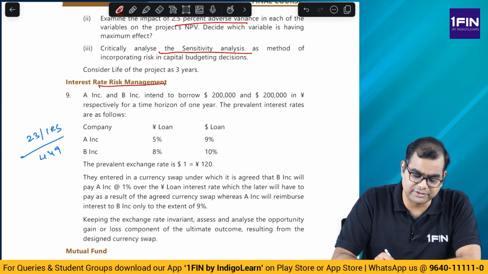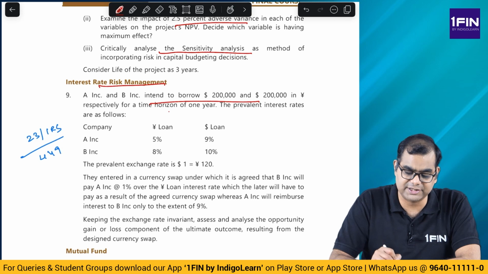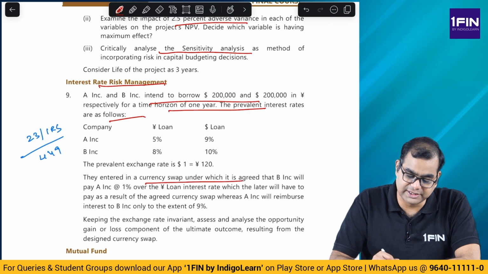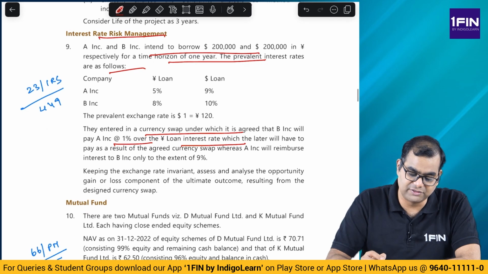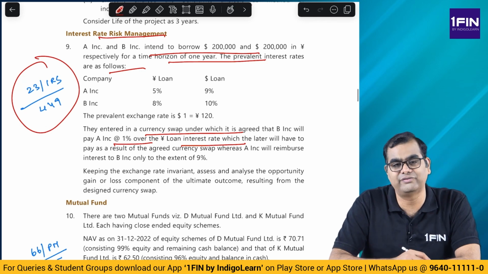Then interest rate management. A and B intend to borrow $200,000 each in dollars and yen respectively for a time horizon of 1 year. The prevalent interest rates are as follows. They enter into a currency swap in which B will pay 1% over the yen loan, and the other will have to pay as a result of the agreed currency swap. Basically a currency swap question. Question number 23, interest rate swap chapter, page number 449.